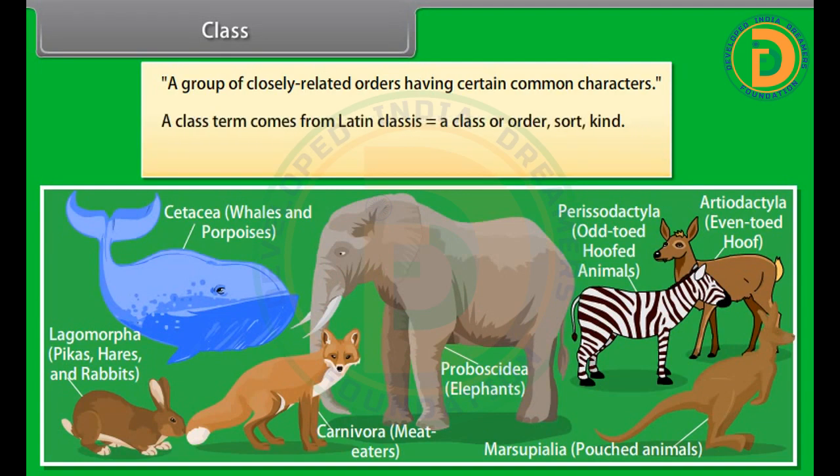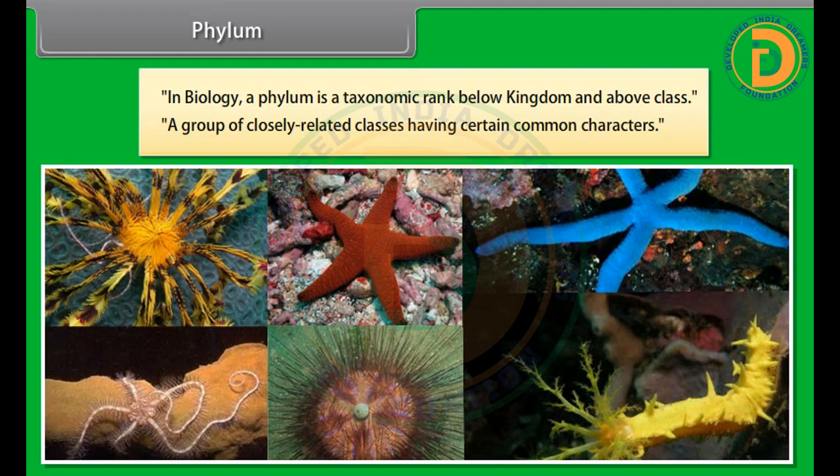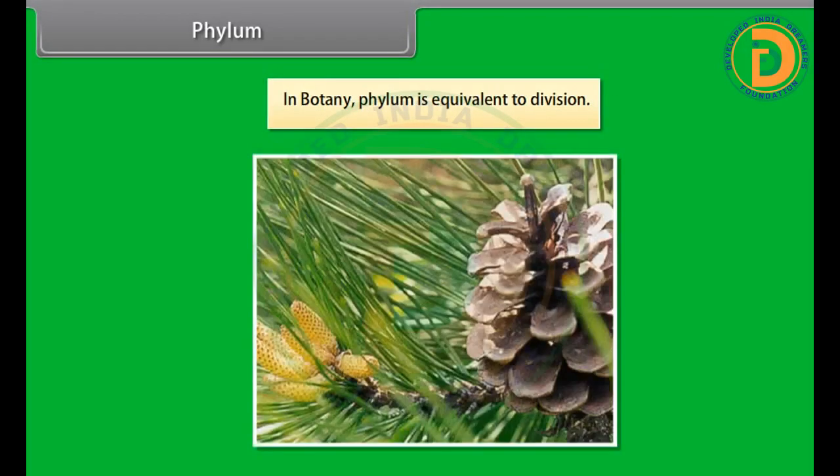Class. A group of closely related orders having certain common characters. The term class comes from Latin classes, a class or order, sort, kind. Example: class Mammalia. Phylum. In biology, a phylum is a taxonomic rank below kingdom and above class. A group of closely related classes having certain common characters. In botany, phylum is equivalent to division.